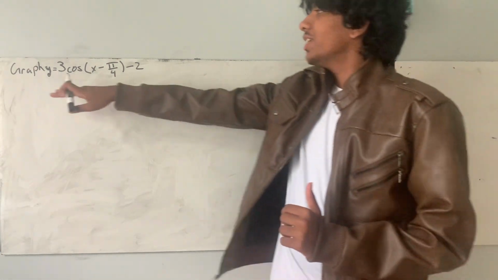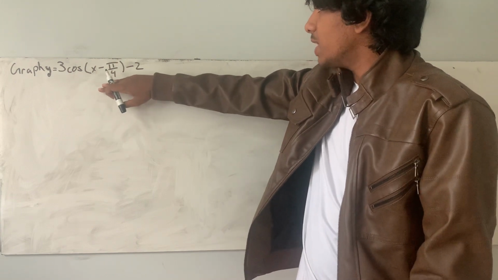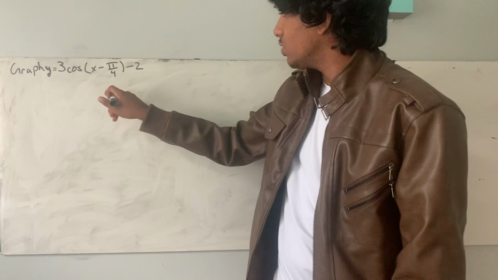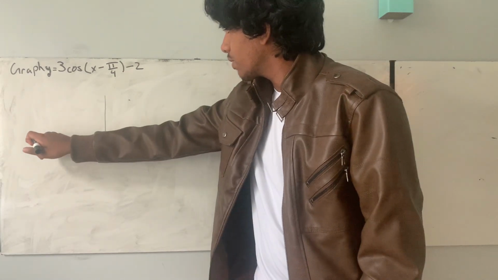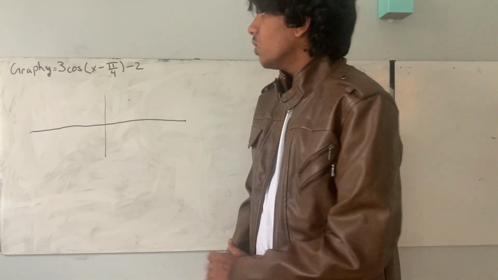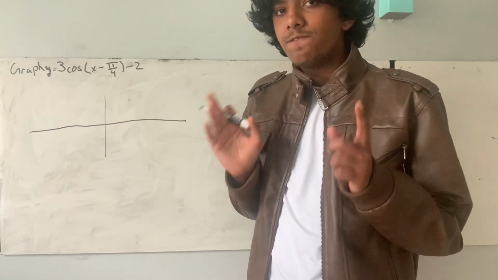Let's start. First, y equals 3 cosine of x minus pi over 4 minus 2. We have to graph that, so let's do that. What this 3 does to this cosine is it stretches it vertically.